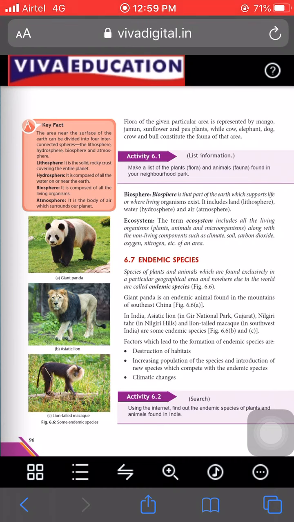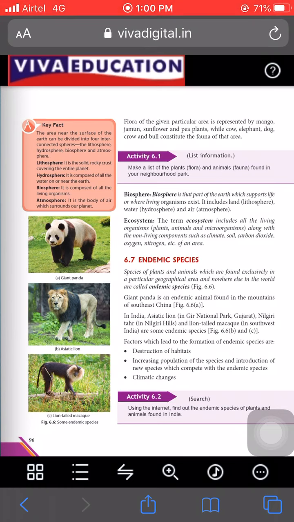Next is ecosystem. An ecosystem includes all living organisms like plants, animals and microorganisms along with non-living components. What are the non-living components? They are climate, soil, carbon dioxide meaning gases, water, and air. These are all the non-living components present in an ecosystem. So an ecosystem is related to the earth's environment in which all the living organisms and all the non-living components are included.